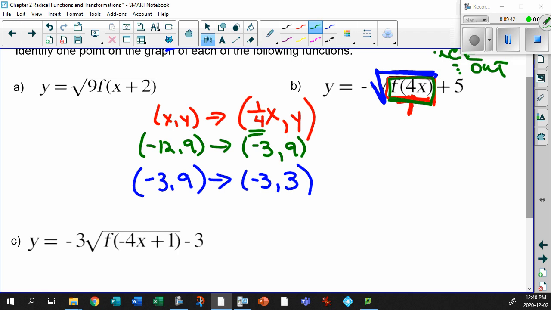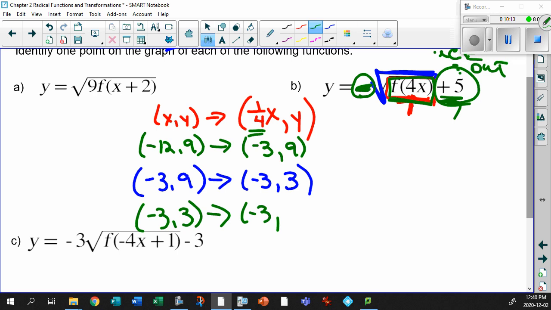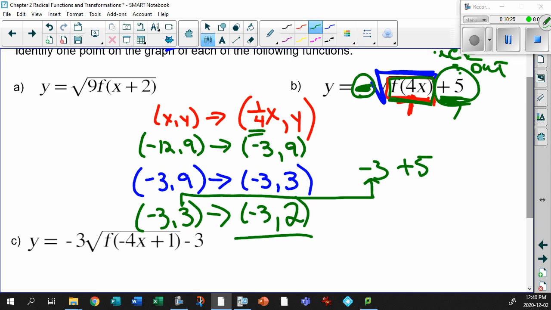Look at the next step. You've got a minus on the outside and you've got a 5 on the outside. Well, think about that. Every one of those then is some sort of function of, you got it, verticals. So this new point of (-3, 3) is going to be vertically flipped and moved upwards 5. So your first point again is still going to be -3, but now you're going to vertically flip this to become -3. So that becomes -3, and you're going to add 5 to that for a total here of 2. So your new point is (-3, 2).